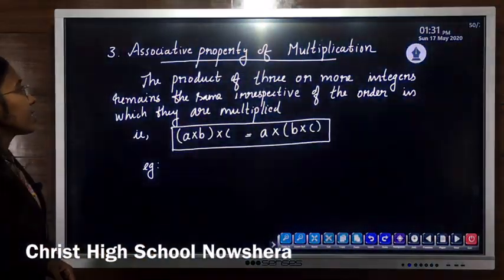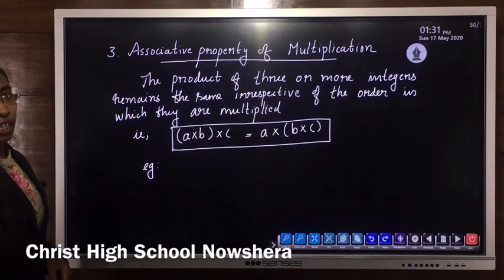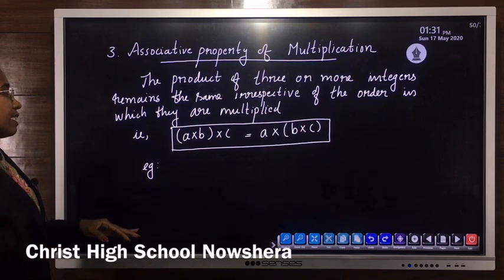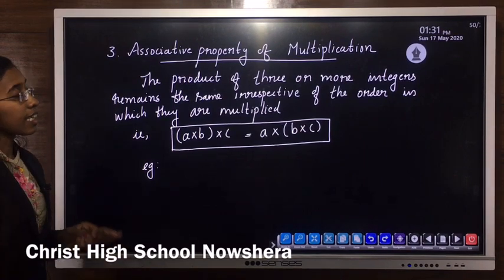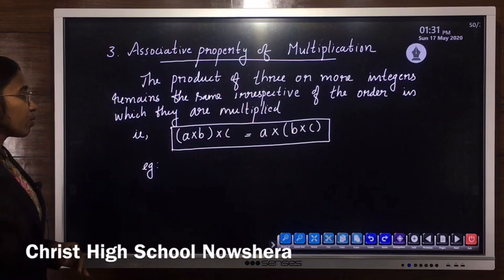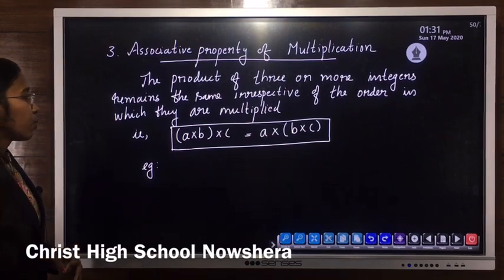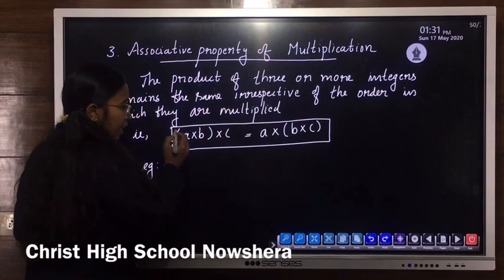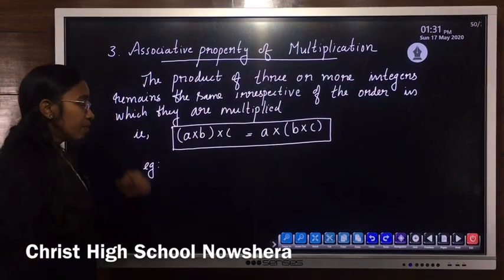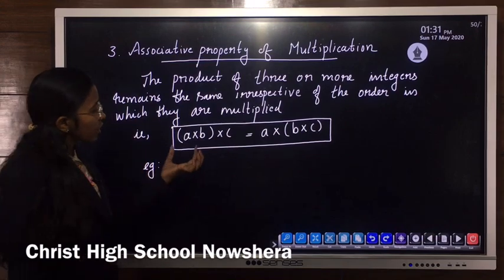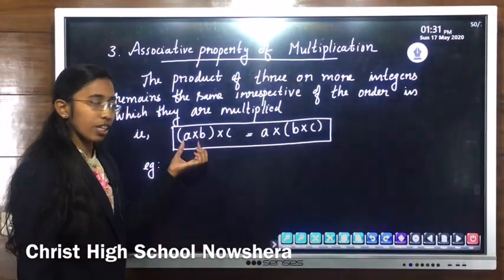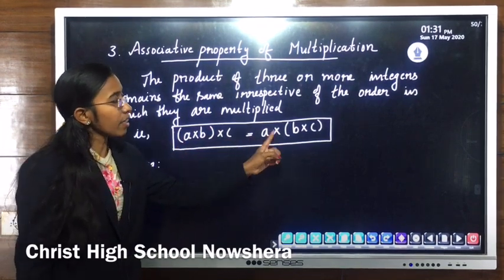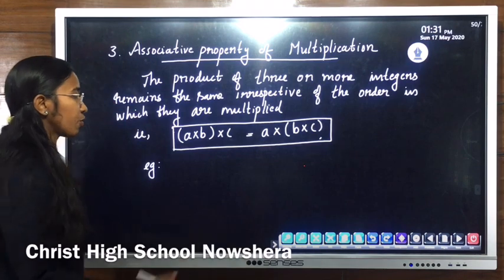And third property, associative property of multiplication. Associative property means the product of 3 or more integers remains the same irrespective of the order in which they are multiplied. Which means here (a into b) into c. Here one bracket is there, which means when we are doing the problem, first we are doing what is inside the bracket. (A into b) into c equal to a into (b into c). I will show you one example.